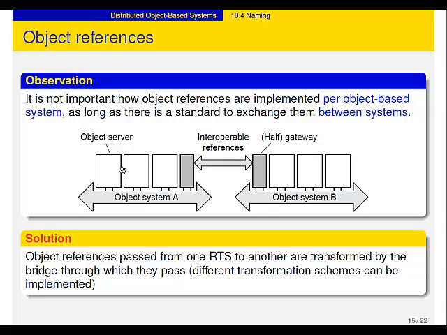Now, there are different ways of how you can do this. Can you come up with one possibility? I mean, if this is a client, oh, this is an object server. Okay, let's put the client over here. If this is a client and wants to address this object server, should it use object references belonging to system B?